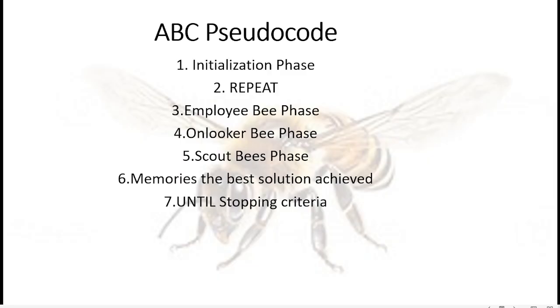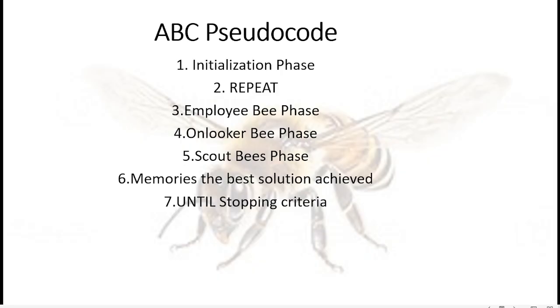The third step is the employed bee phase. Each employed bee explores a new solution around its current food source and keeps it if it is better. Next phase is the onlooker bee phase. Onlooker bees watch the quality of food sources and select the best ones based on probability. And the next step is the scout bee phase. If a food source doesn't improve for many cycles, it is abandoned and replaced with a new random one.